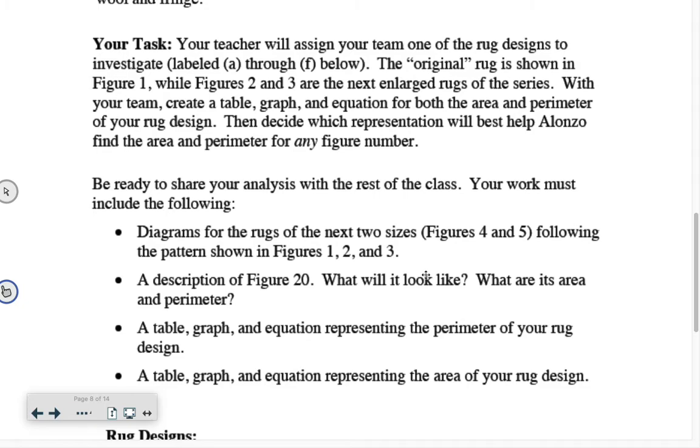With your team, you're going to create a table, a graph, an equation for both the area and the perimeter. Okay? Now, there's 6 different ones. You're just going to have to do one of them as a group. Okay? Be ready to share your analysis with the rest of the class.